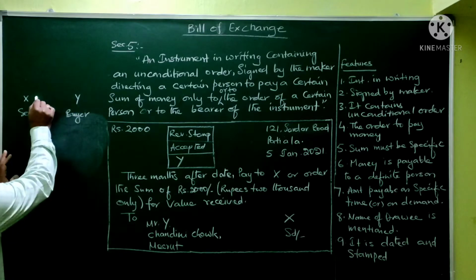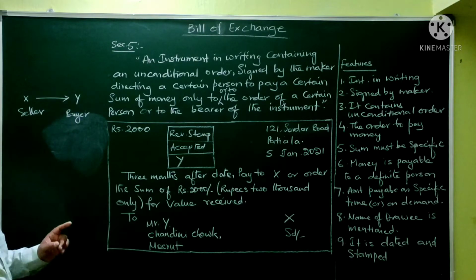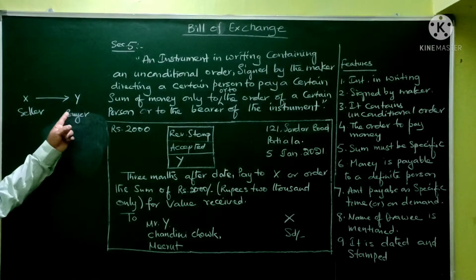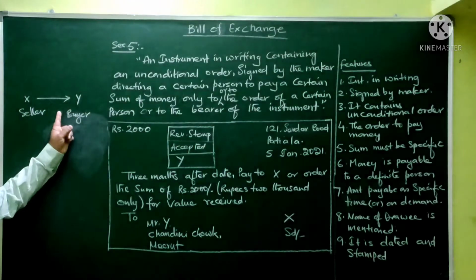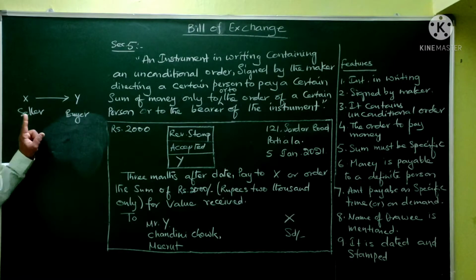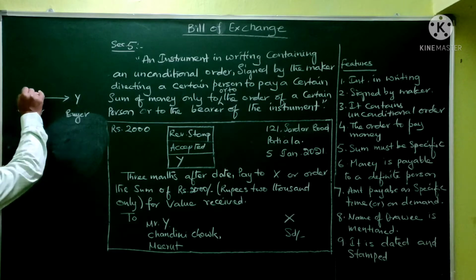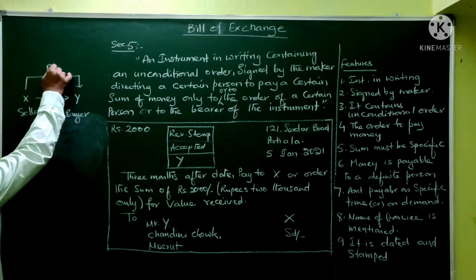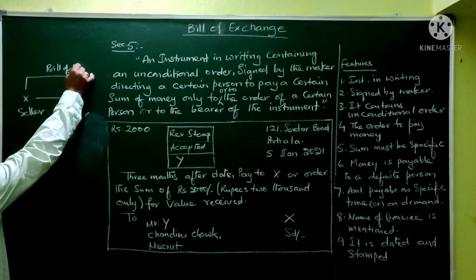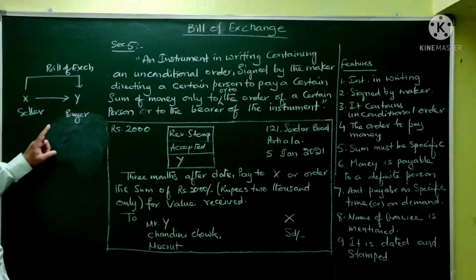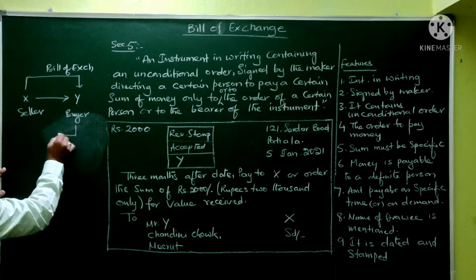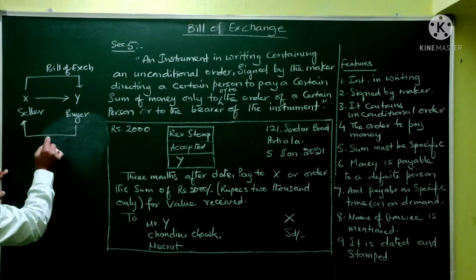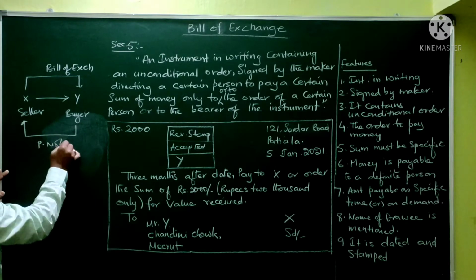Here, one credit transaction has taken place between X and Y; in other words, Y is purchasing goods from X on credit. If you observe, in this credit transaction, if X writes one instrument addressed to Y, we will call it a bill of exchange. In other words, if Y writes one particular undertaking and gives it to X, we will call it a promissory note.